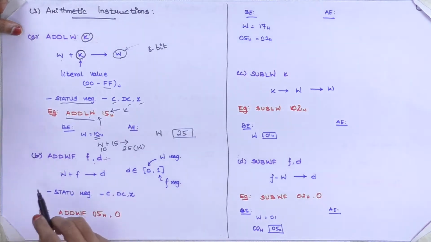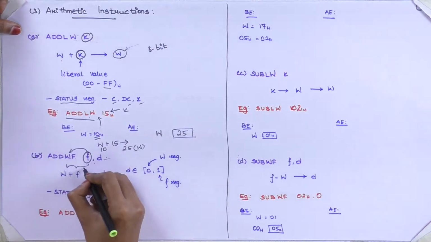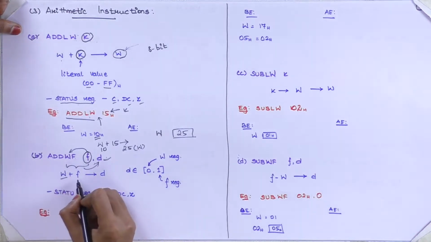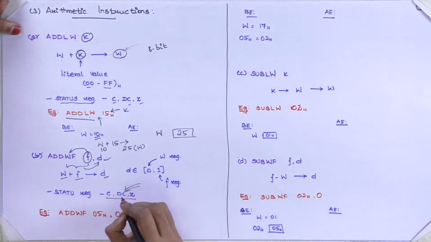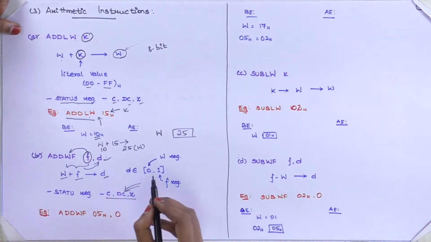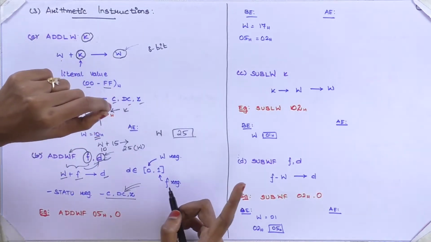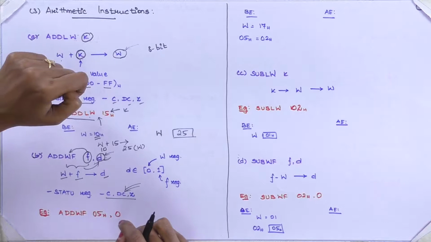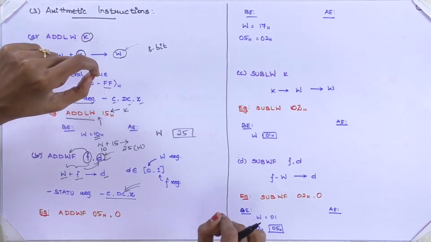This instruction will add the F register value with the working register, and the result will be stored in the destination mentioned in the instruction. So it will add the working register with the file register, and the result will be stored in the destination register. This instruction will affect the carry, digit carry, and zero bit of the status register. There are two ways to mention the destination, that is the D part. If you want to store your result again in the working register, you mention the value 0 in the destination part. If you want to store the result in the file register, you mention the destination field as 1.